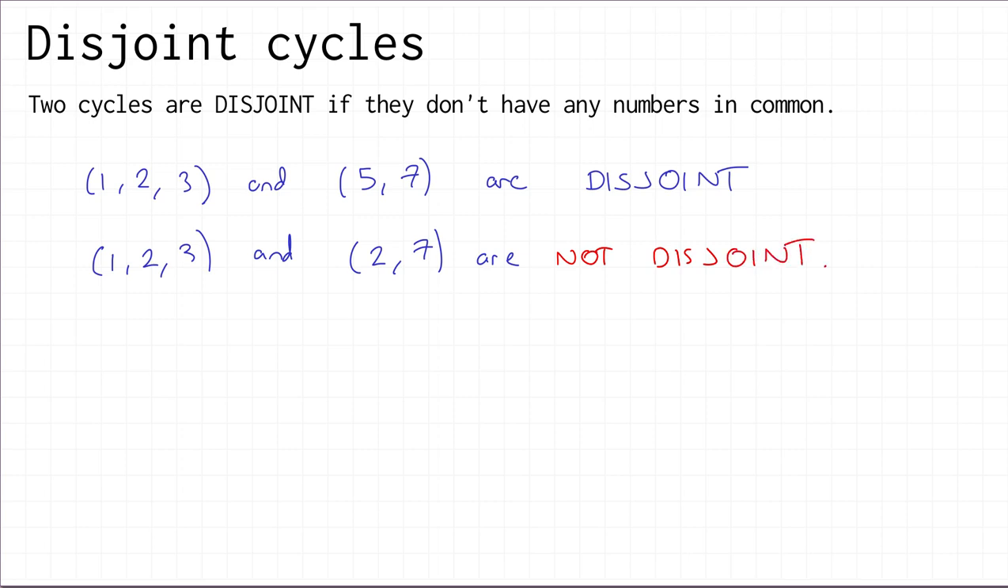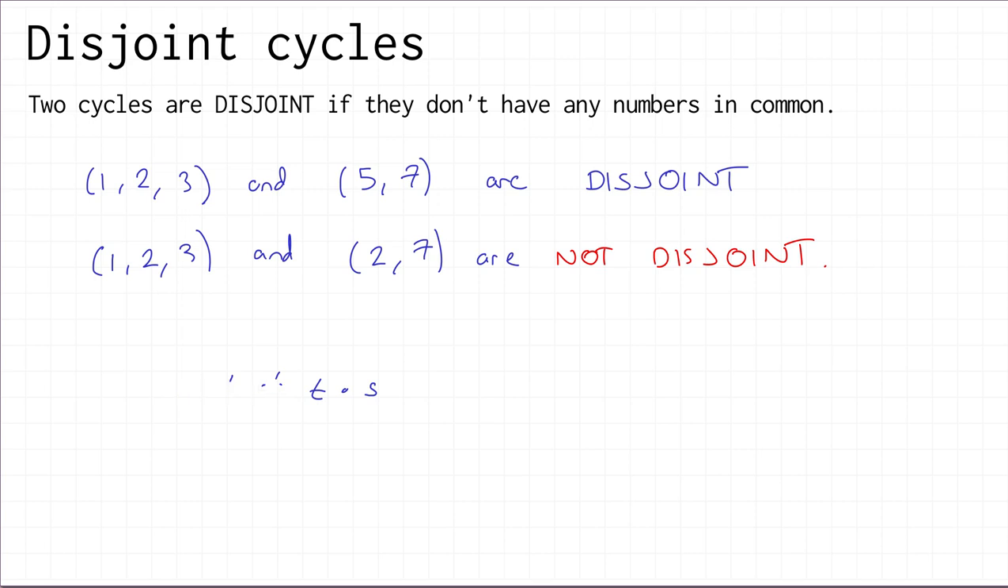And one of the reasons that this concept of disjoint cycles is important is that you saw in general in the previous video that permutations don't commute with each other. So in general, if you've got 2 permutations s and t, then s composed with t might be different to t composed with s. That's not true for disjoint cycles. So if you have any 2 disjoint cycles, then they do commute.